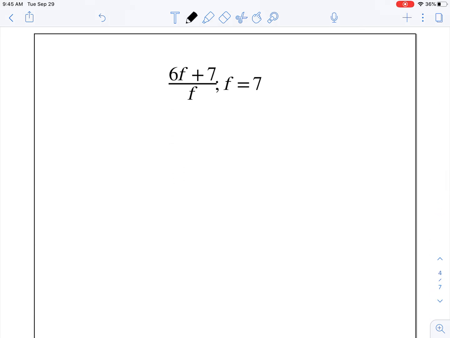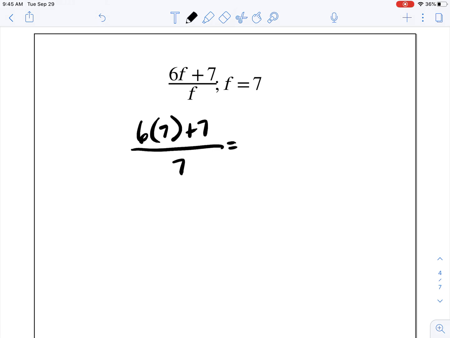Here's that grouping symbol, that division bar. Remember, this is a division bar, so I'm going to do everything on the top, everything on the bottom, and the last thing I'm going to do is divide. Reading this left to right, 6 times f plus 7 divided by f when f equals 7. So again, let's use parentheses to substitute in for multiplication.